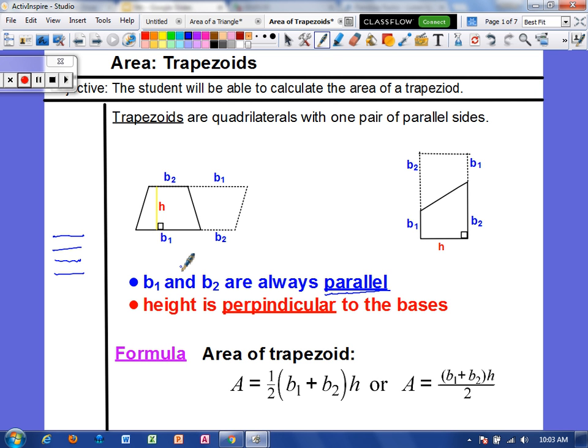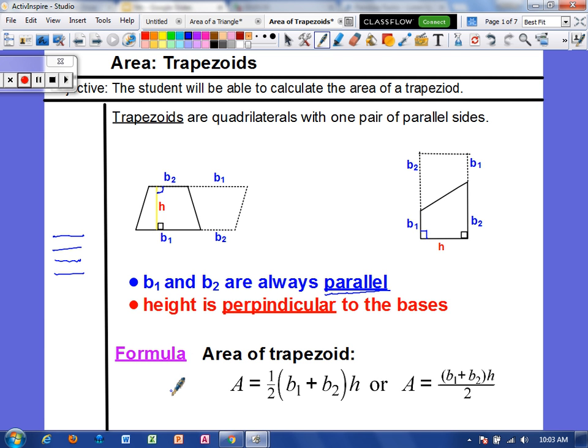Now, as we have been talking about, the height is perpendicular to the base, and that's actually perpendicular to both bases. So as you see here, the height forms a right angle with base 1 and base 2. Same here. It forms a right angle with base 2 and with base 1.